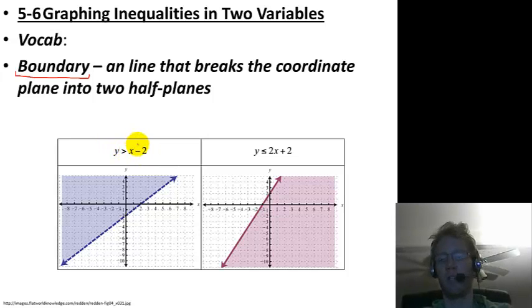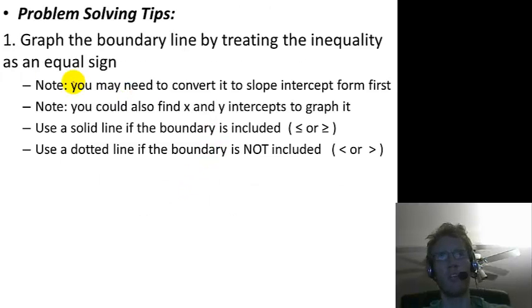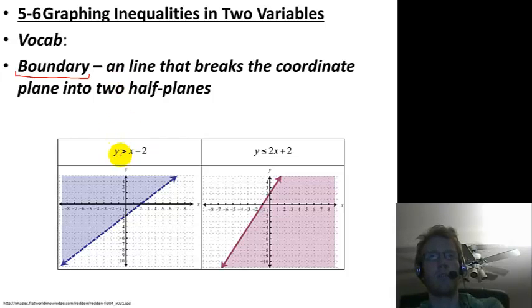I'm going to go to the next slide and describe how to get this, and then I'll come back and look at this picture again and describe them once we've seen the definitions that they're using. So the first problem-solving tip: you're going to graph the boundary line by treating the inequality as an equation. If you think about an inequality, it's got a symbol right here, but you just pretend that's an equal sign, which would give you an equation of a line.